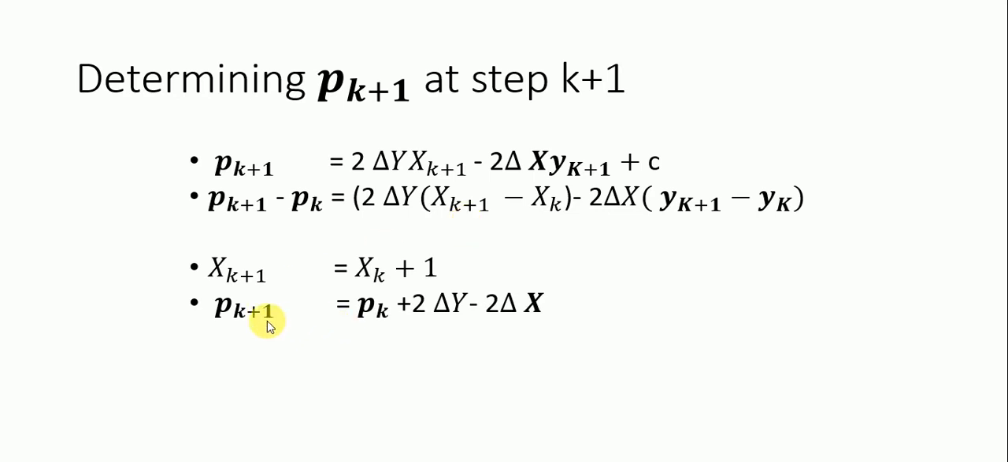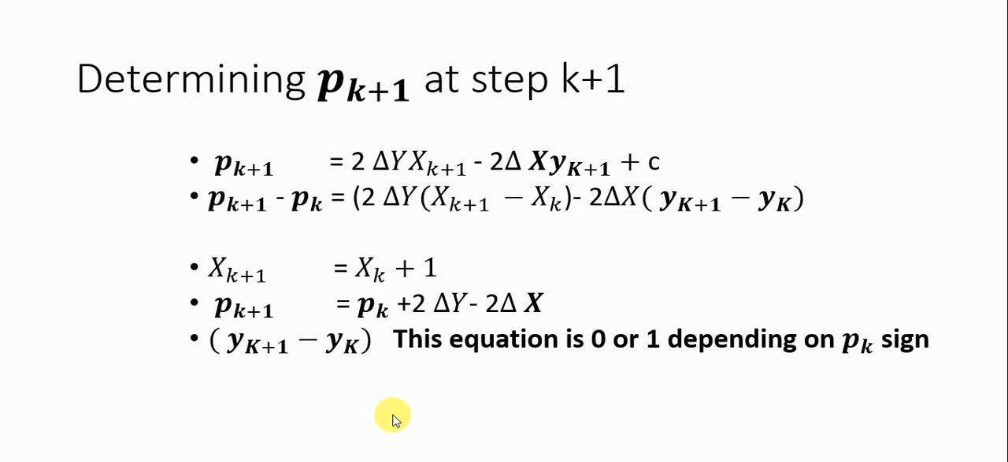Now by substituting these values, it becomes pk plus 1 equals pk plus 2 into delta y minus 2 into delta x, where this becomes xk plus 1 minus xk. So the remaining xk cancels and it becomes 1. And here yk plus 1 minus yk, this becomes 0 or 1.